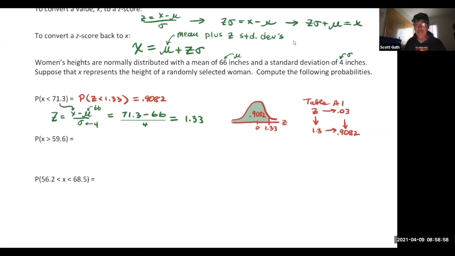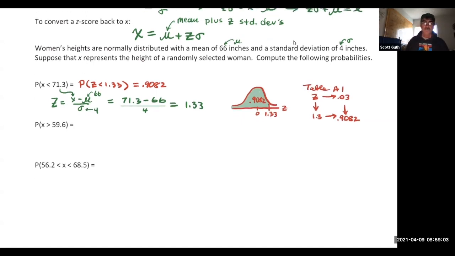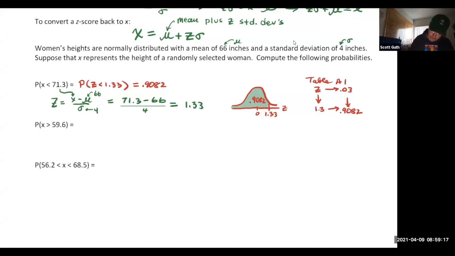Okay, so any questions about this again? The next one's just like this, but it's a greater than problem. And I remind you that on the greater, the table only does less than problems. Greater is opposite than less. So you have to use the rule of complements on that one. But let's just go one step at a time. First, the z-score.